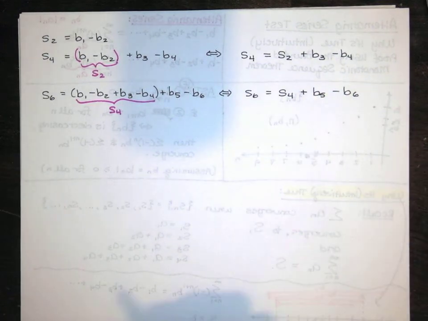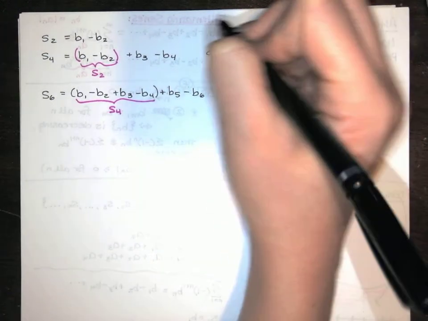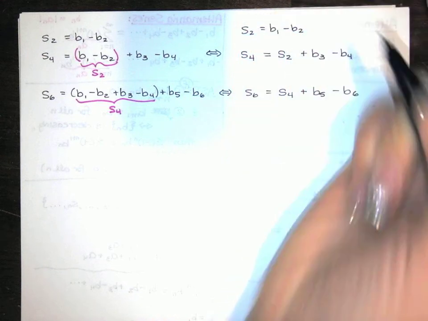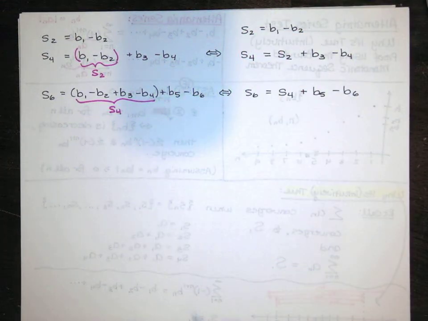And we're looking for a pattern here. And remember, S sub 2 is still this. I'm just rewriting that. There was no S sub 0. There's no 0th partial sum.